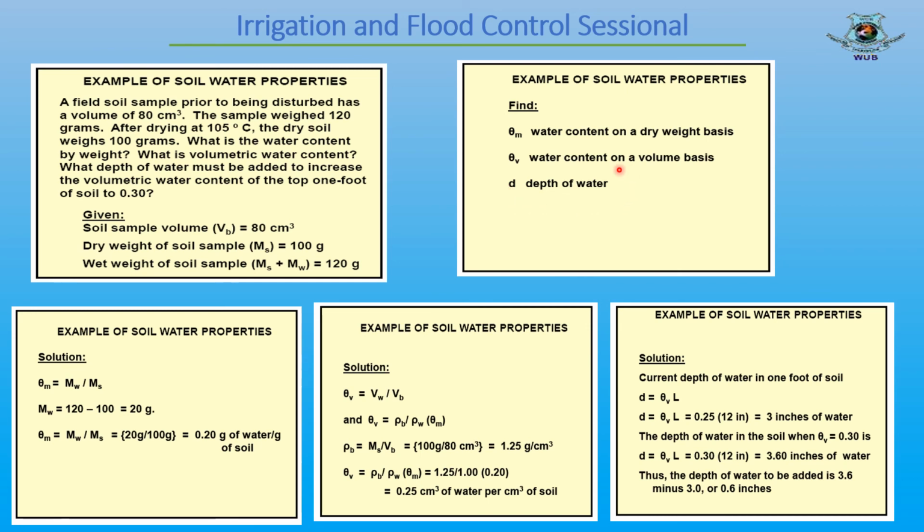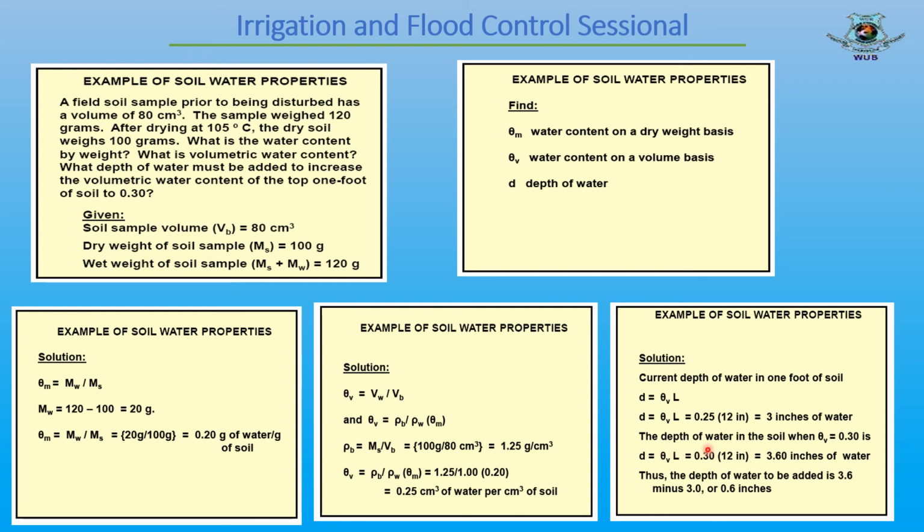The last one is the depth of water d. Here the current depth of water in 1 foot of soil, as we know the depth of water d equals θv into L, and as the depth of soil is 1 foot, so length L equals 1 foot, and θv we have just calculated as 0.25. So finally θv equals 0.25 and L equals 1 foot, that means 12 inch. So d stands 3 inches of water.